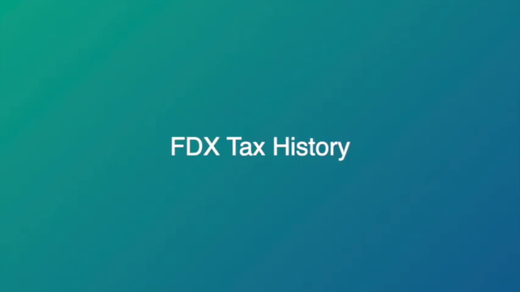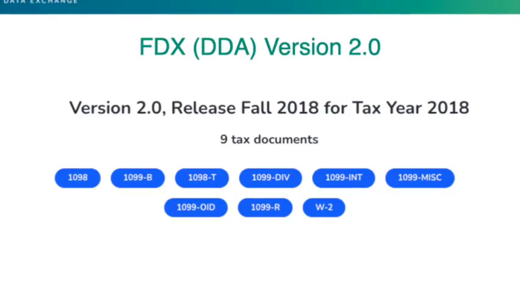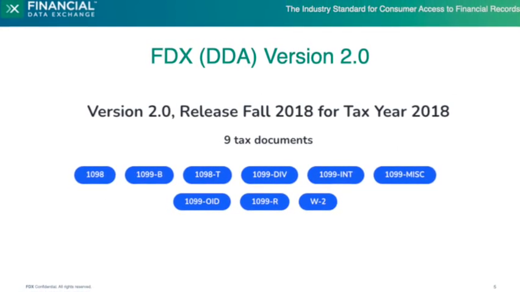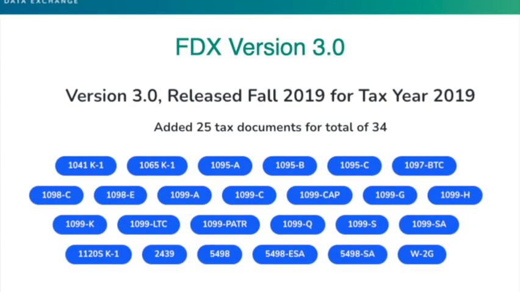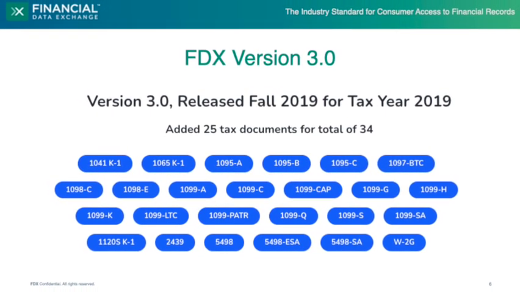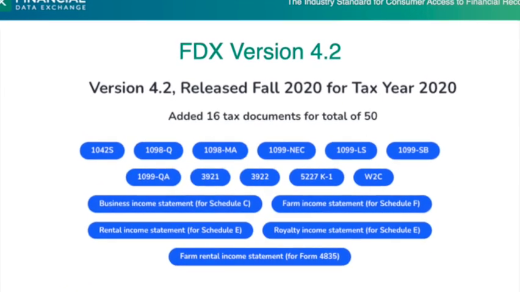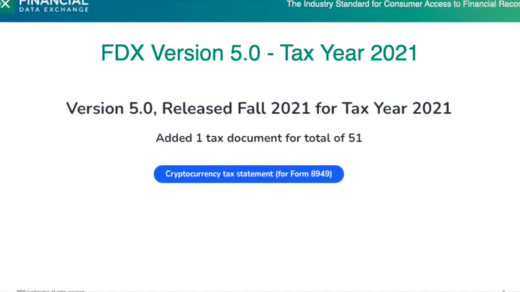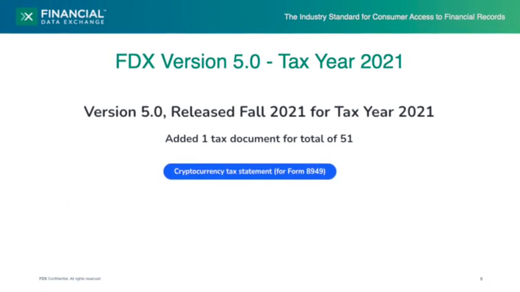To give you some history of the work done by the FDX Tax Task Force. The Tax Task Force was first organized in the spring of 2019. The existing specification was DDA version 2, which included 9 tax documents. Over the spring and summer of 2019, the task force added 25 tax documents to the FDX schema for a total of 34. In 2020, 16 more tax documents were added. In 2021, we added support for reporting by cryptocurrency platforms and applications that are not required to file Form 1099-B.